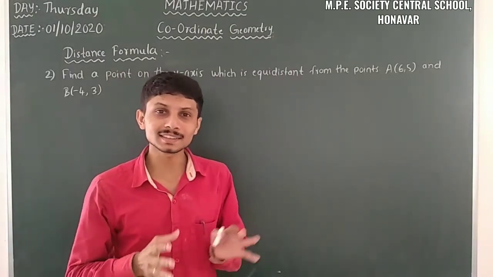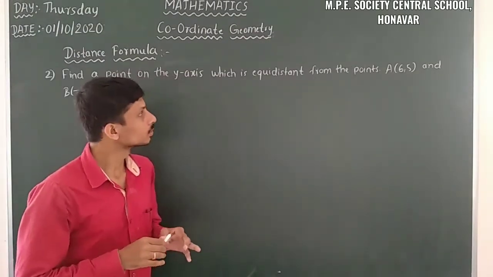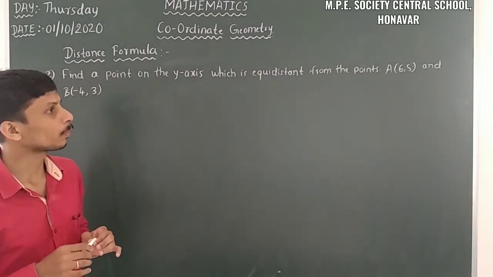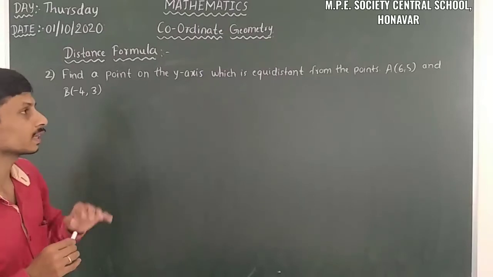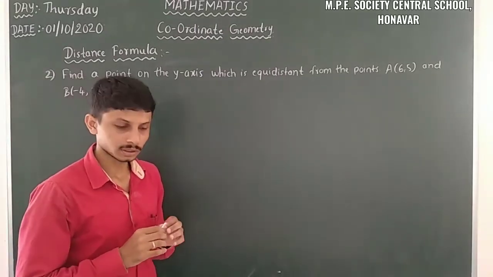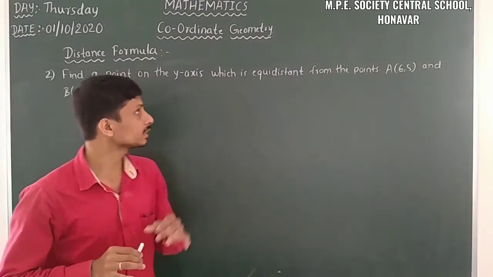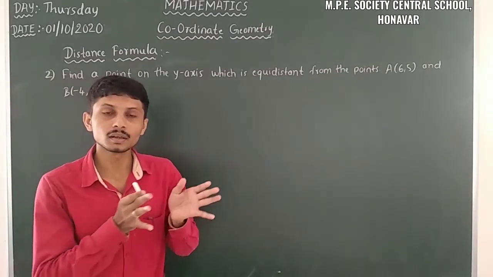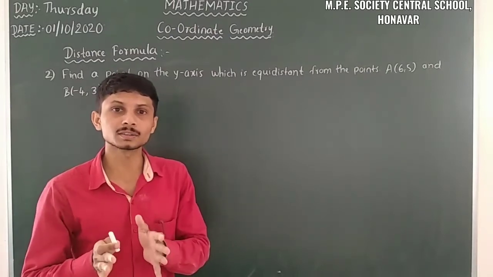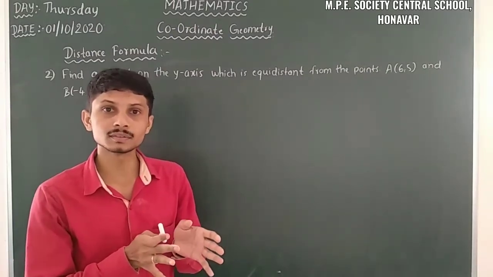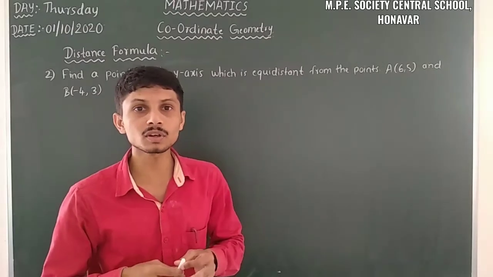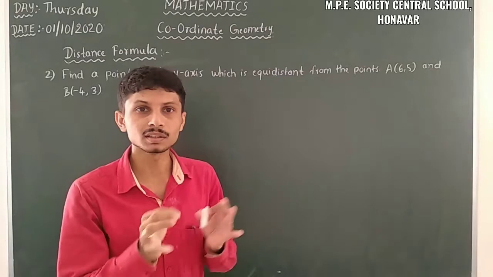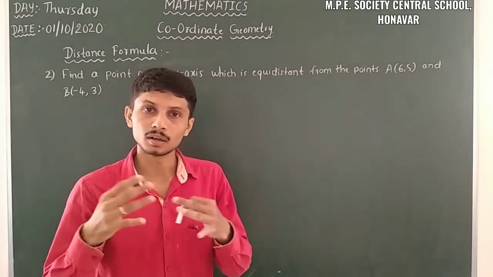Yes, so let us take the same kind of problem here. Just observe, find a point on the y-axis which is equidistant from the points A(6, 5) and B(minus 4, 3). So that means find a point on the y-axis. Here the point is on the y-axis, so what about the x-coordinate? The x-coordinate is automatically 0, because when the point is on the y-axis, the x-coordinate of the point is 0.